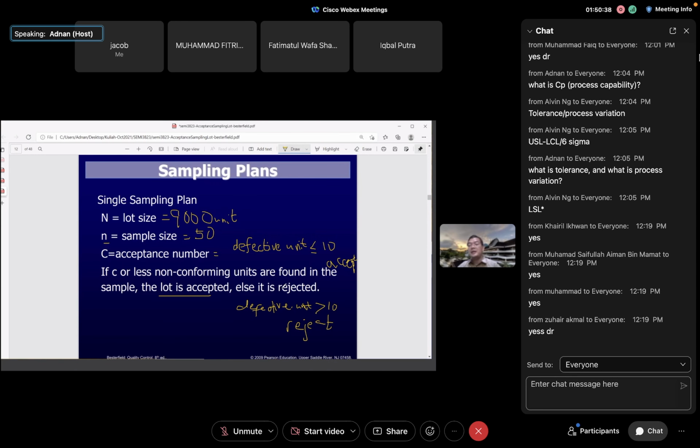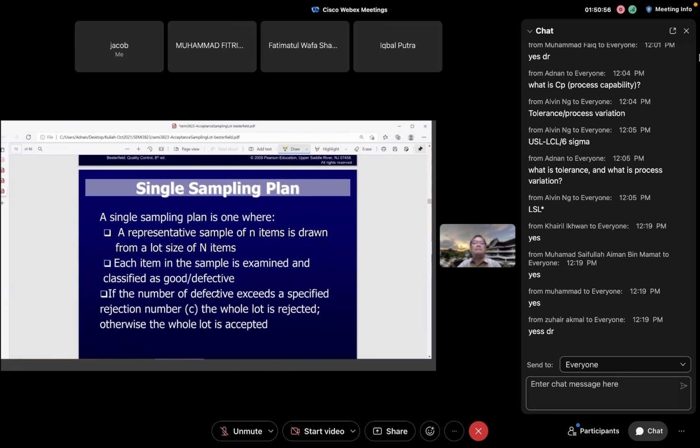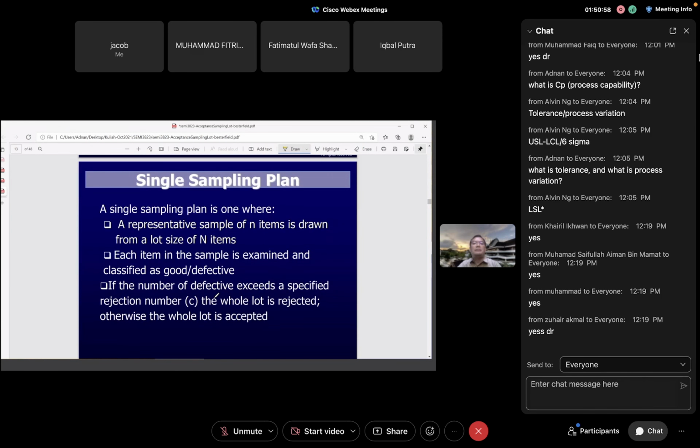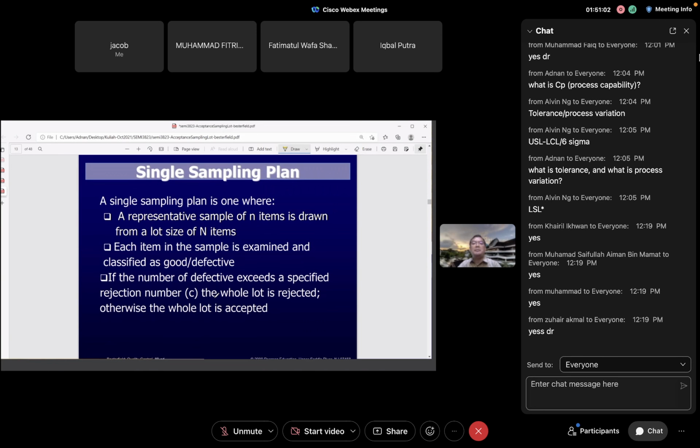Is it you or the supplier? Is there a system to assist us to do that? Yes, there is a system to guide us to decide the lot size, how many to sample, and the decision criteria for the acceptance number. Okay, we have the single sampling plan, where a representative sample is taken. I think I have explained this.